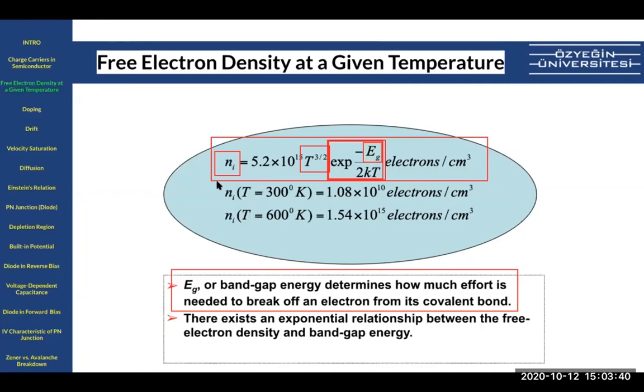free electrons existing in that structure at a given temperature. As you can see, for different temperatures, we have different free electron densities. At 300 K, we have 10 to the power 10. At 600 K, we have 10 to the power 15. So why? Because when we increase temperature, we excite the electrons and they tend to break their bonds, right? So then we basically excite that structure with currents.